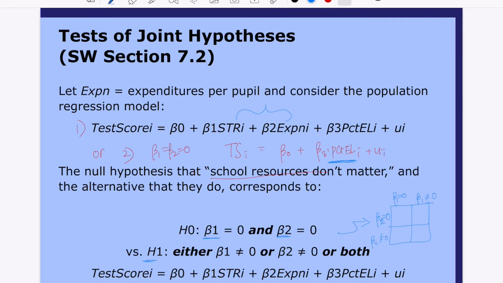So what are these hypotheses implying? What about H0? When beta 1 equals 0 and beta 2 equals 0 at the same time, right? So we can say, oh, they are both 0, right? That is our H0. What about H1? It says it's okay whether beta 1 non-zero, beta 2 0, right? That's fine. And beta 1 0, beta 2 non-zero, right? This is fine. And beta 1 and beta 2 at the same time non-zero.